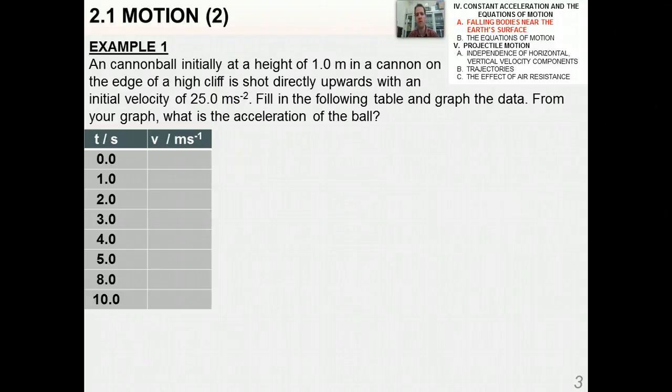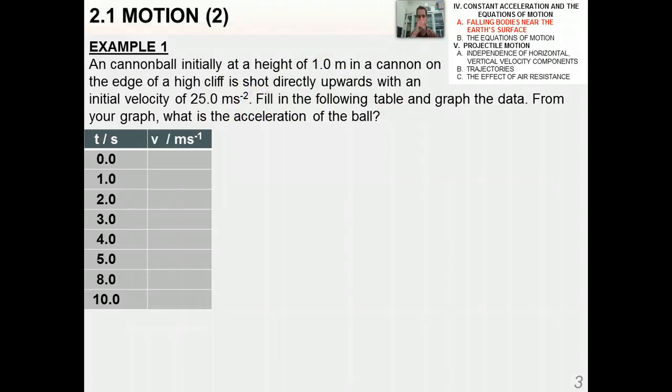You might want to bring up LoggerPro and do this. If you want to do it by hand, you can, but I find it simpler with LoggerPro. So pause the video and give this question a shot. You have a cannonball initially at a height of 1 meter on the edge of a high cliff. It is shot directly upwards with an initial velocity of 25 meters per second squared.